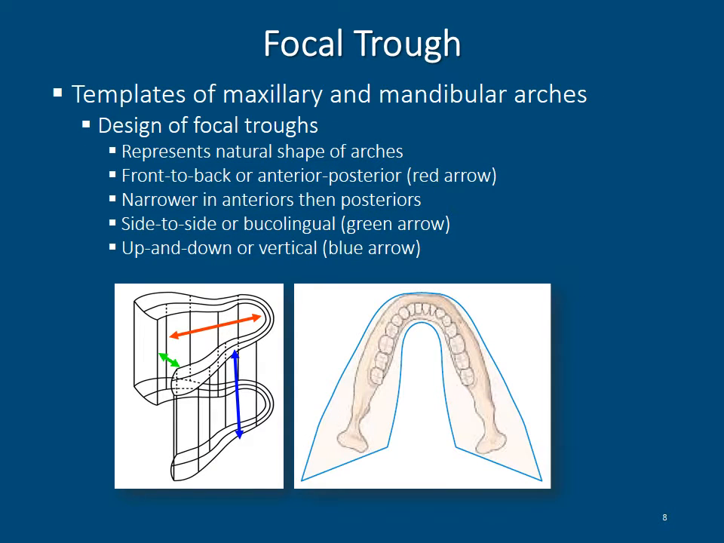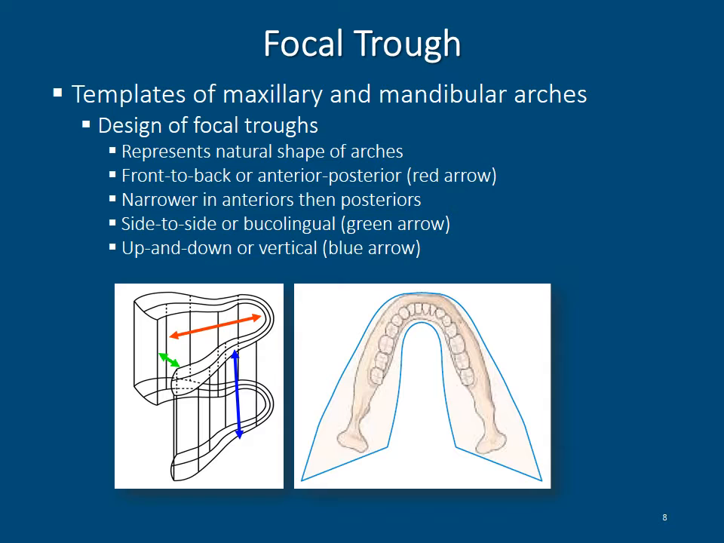The image that is created by the templates of the maxillary and mandibular arches is referred to as the focal trough. This focal trough takes on several natural sizes that are determined by the patient's size. These measurements are designed to either be from front to back, or what we call anterior to posterior, which is illustrated by the red arrow.